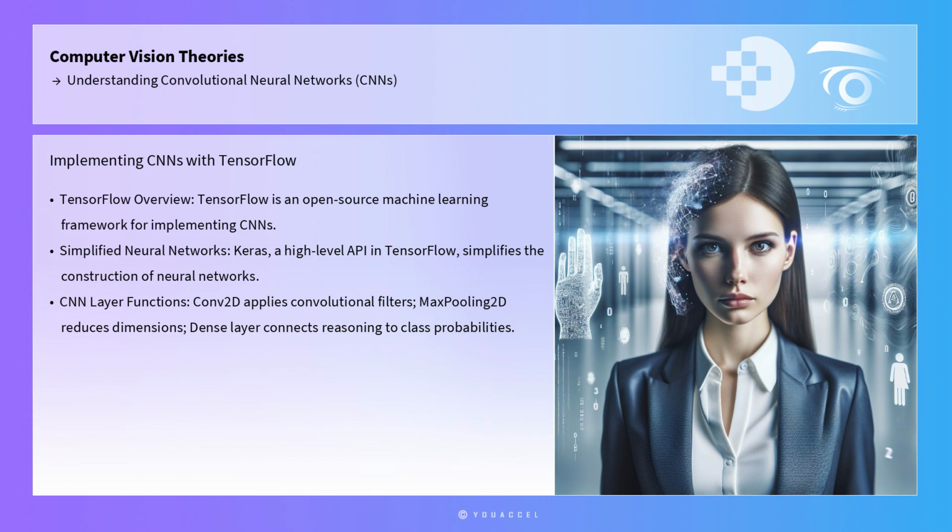The Conv2D layer applies convolutional filters to the input, while MaxPooling2D reduces the spatial dimensions, crucial for managing computational complexity and preventing overfitting. Finally, the Dense layer connects the high-level reasoning to the output layer, which predicts the class probabilities.